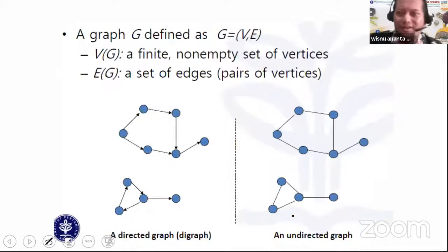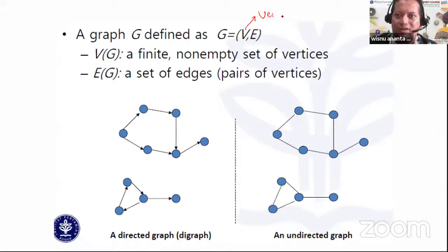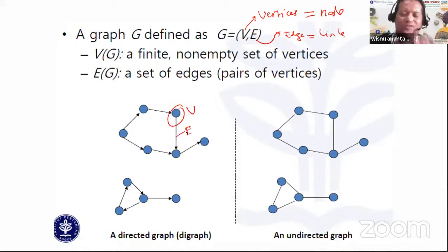So this is the mathematical definition. A graph G is defined as G = (V, E), where V is vertex or node, and E is edge or link. I forget, I'm Indonesian, so I forget. V is vertices as nodes, E is edges as links.